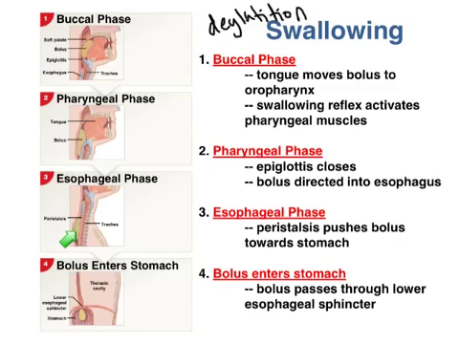As that bolus moves down, it moves into the esophageal phase where peristalsis takes over, and remember those involuntary smooth muscle waves push the bolus down towards the stomach. And then lastly, the bolus enters the stomach. It passes through the gastroesophageal sphincter into that holding tank.